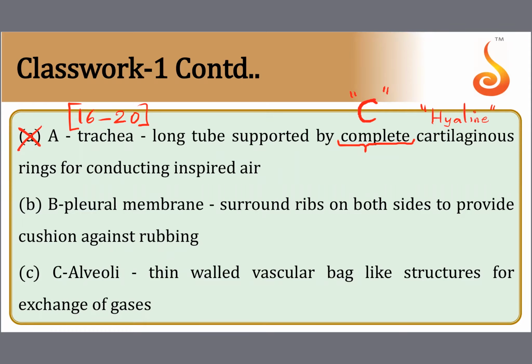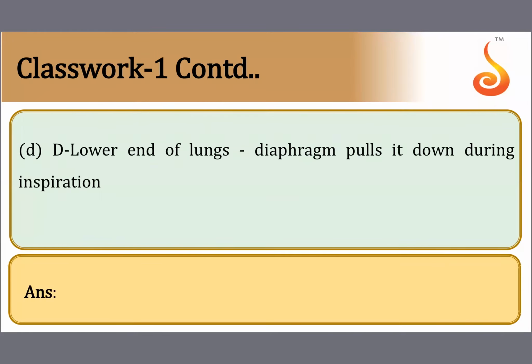Then B says pleural membrane surrounding the ribs. It doesn't surround your ribs, it actually surrounds your lungs. It's a double membrane structure, and you know that between your pleural membranes there is a fluid that protects against mechanical damage due to friction, and that fluid is referred to as the pleural fluid. C says alveoli, thin-walled vascular bag-like structures. Yes, this is the correct option here, alveoli, which are thin-walled bag-like structures where exactly the process of gaseous exchange takes place.